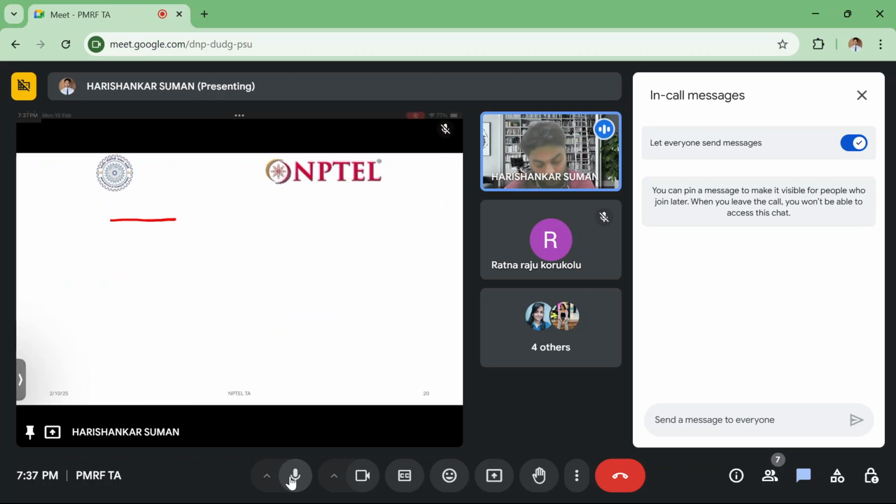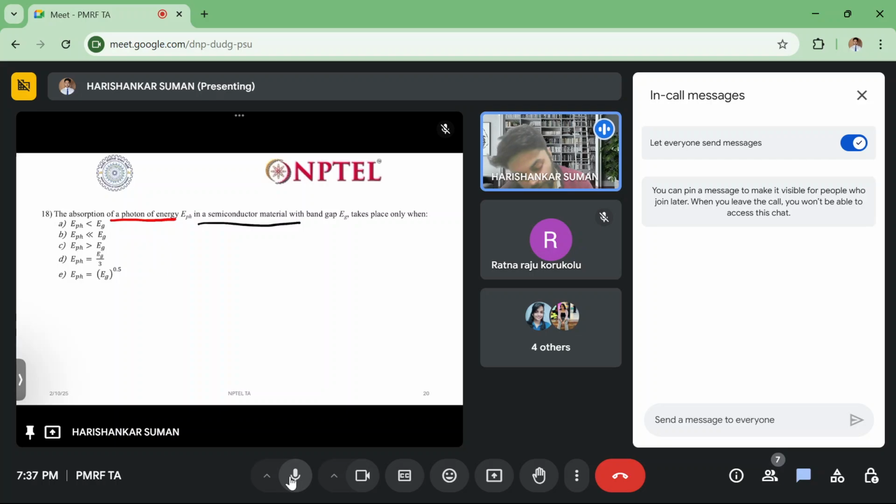So, this is the last question of today's session. The absorption of a photon of energy EPH in a semiconductor material with band gap Eg takes place only when. This is a simple question. Please answer. I'm requesting all attendees, please choose the right option.